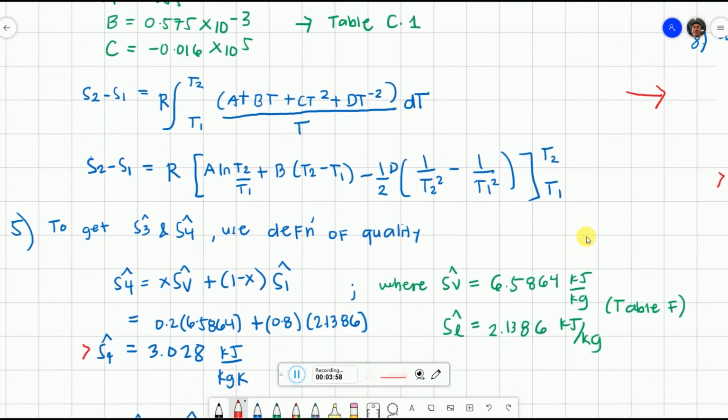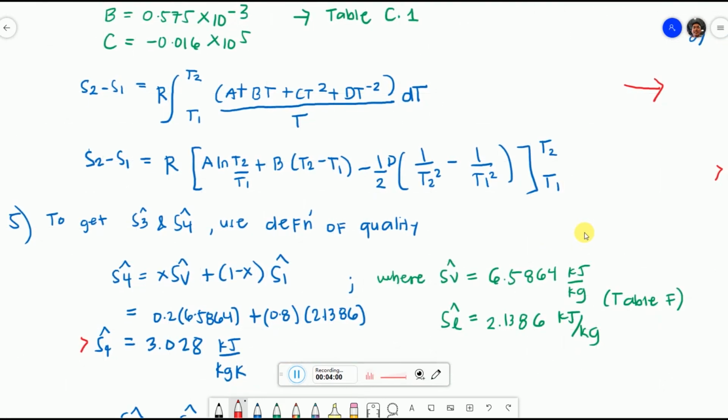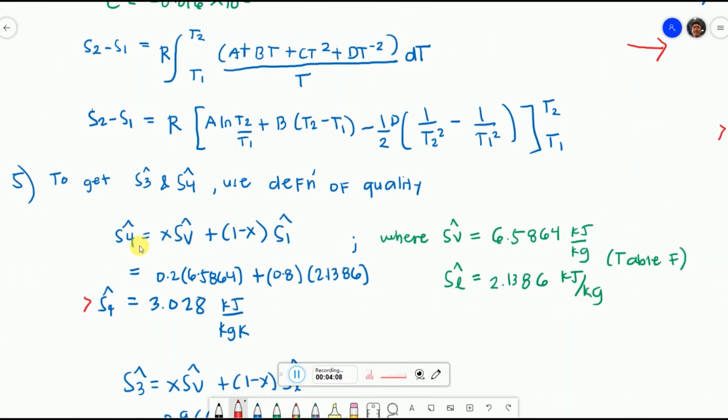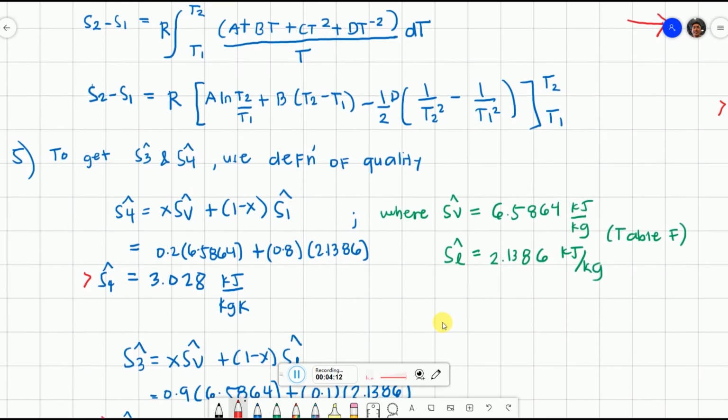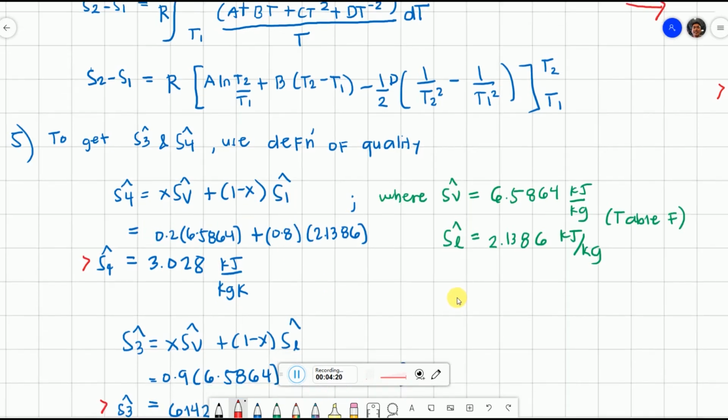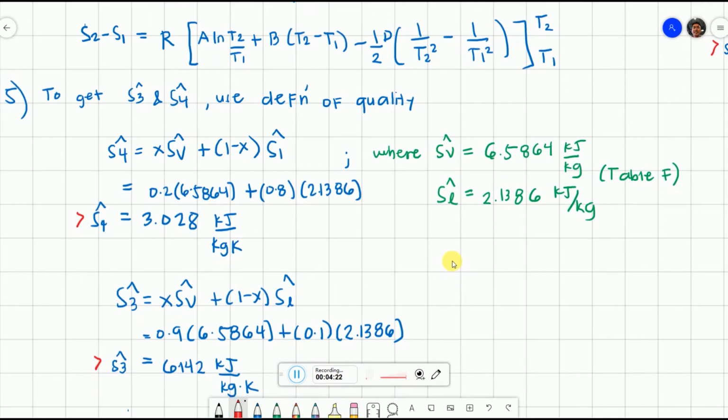Next, we get S3, the specific entropy at point 3, and the specific entropy at point 4 by using the definition of quality. The definition of quality is given by this expression, in which the quality for point 4 is just 0.2 and the quality for point 3 is just 0.9.